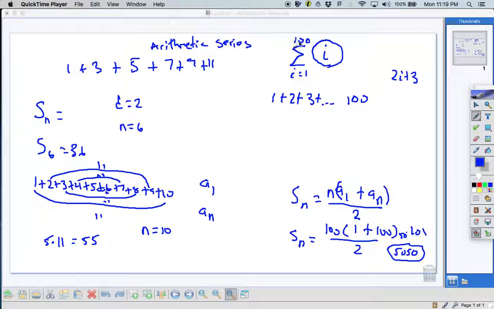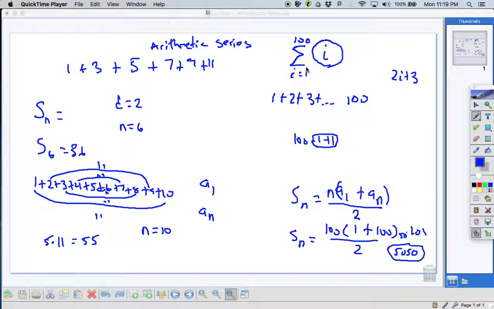Well, n is always defined as the top minus the bottom plus 1. And the reason for the plus 1 is that when you subtract these two numbers, you end up 1 short every single time. So you have to add 1 back in here. So we're going to do 100 minus 1 plus 1. And minus 1 plus 1 is 0, so it's really just 100.